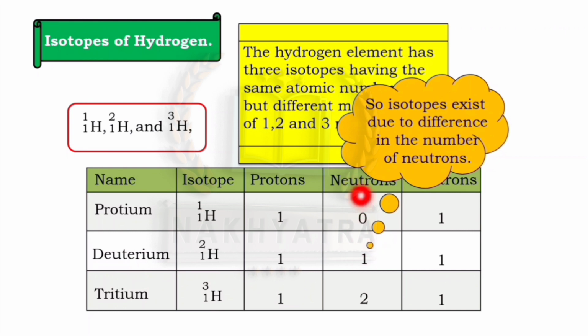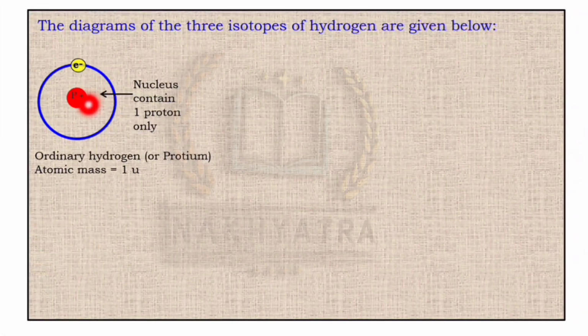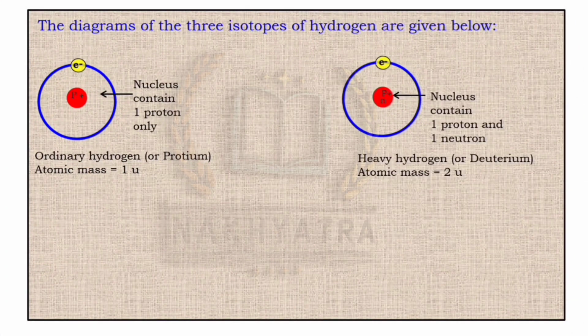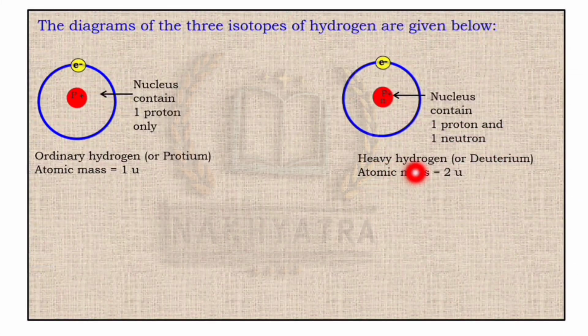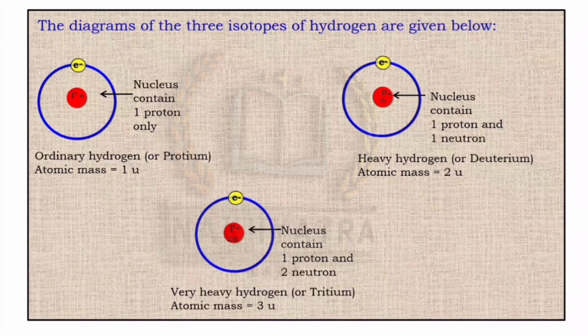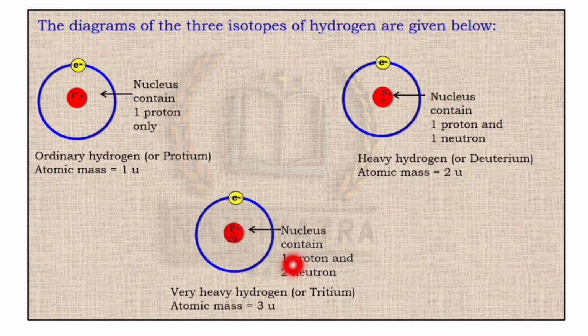Now as you can see here, there is a difference in the number of neutrons, so isotopes exist. Now let us see the diagrams of the 3 isotopes of hydrogen. Here the nucleus contains 1 proton only, so it is an ordinary hydrogen or protium, whose atomic mass is 1 U. Here the nucleus contains 1 proton and 1 neutron, so it is a heavy hydrogen or deuterium, whose atomic mass is 2 U. Here the nucleus contains 1 proton and 2 neutrons, so it is a very heavy hydrogen or tritium whose atomic mass is 3 U.